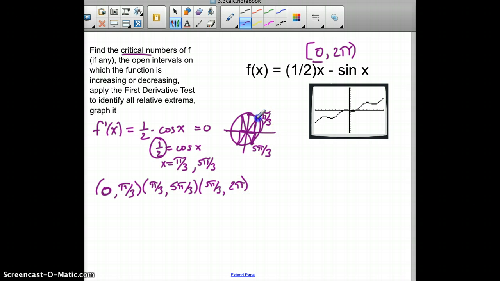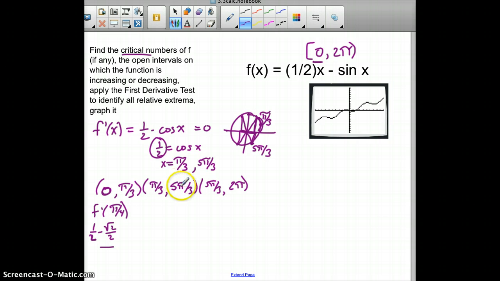So think about a number between here and here, and we're going to test it. So like pi over 4, we're going to test it in the derivative. So 1/2 minus cosine of pi over 4. Cosine of pi over 4 is square root of 2 over 2. What's 1/2 minus square root of 2 over 2? All I care about is if it's positive or negative. So you should know that square root of 2 is about 1.4. It's a little bit bigger than 1, right? Because the square root of 1 would be 1. The square root of 2 has got to be a little bit bigger. So if you do 1 minus that, it's going to make a negative number.